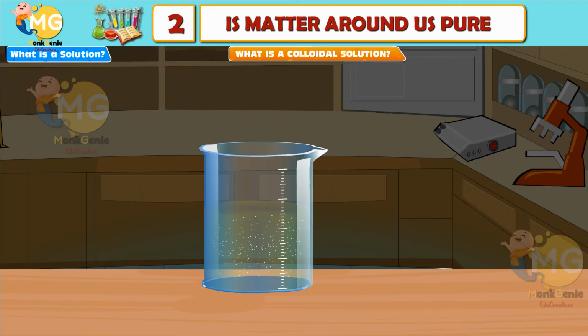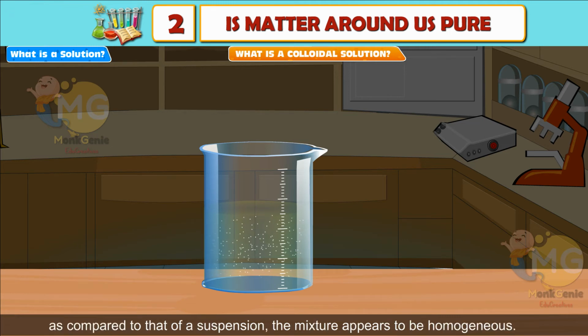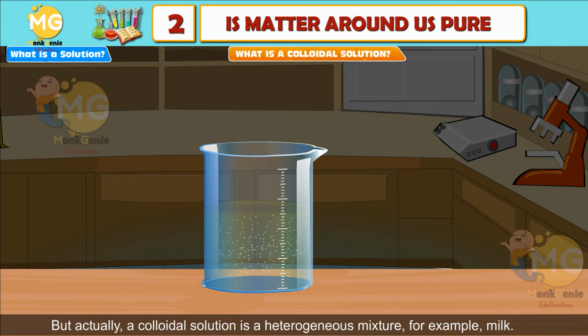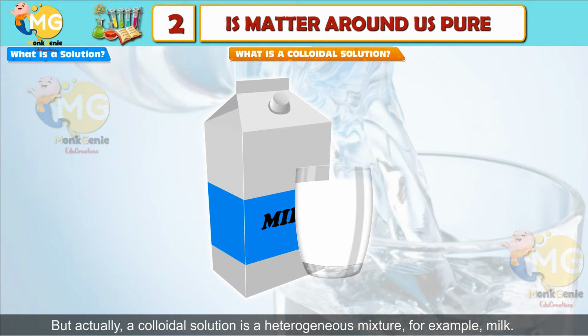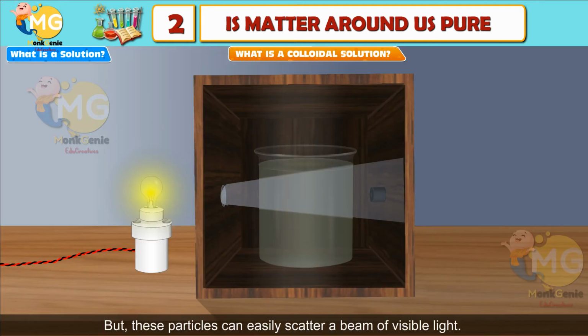What is a colloidal solution? The particles of a colloid are uniformly spread throughout the solution. Due to the relatively smaller size of particles as compared to that of a suspension, the mixture appears to be homogeneous. But actually, a colloidal solution is a heterogeneous mixture, for example, milk. Because of the small size of colloidal particles, we cannot see them with naked eyes. But these particles can easily scatter a beam of visible light.